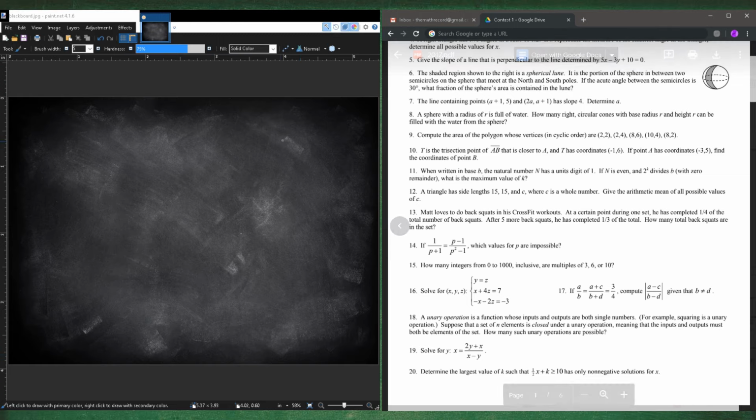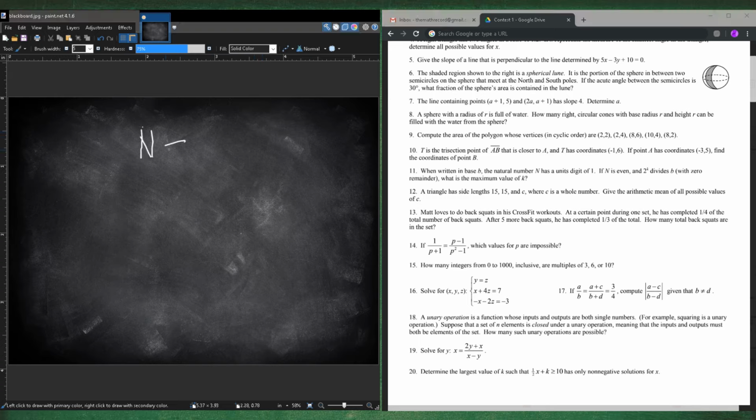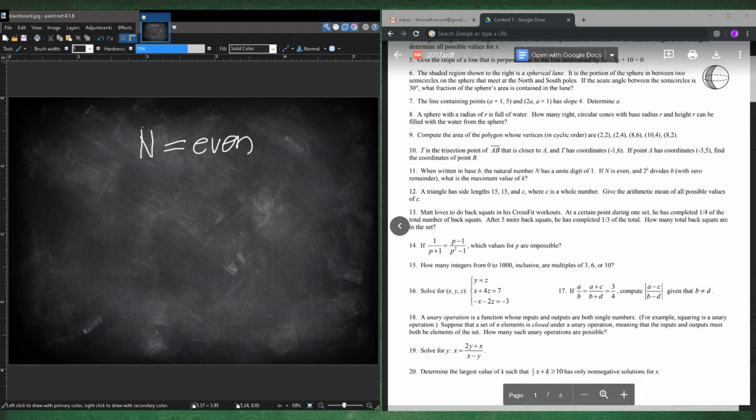Okay, question 10. When written in base B, the natural number n has units digit of 1. If n is even and 2 to the power k divides b with a 0 remainder, what's the maximum value of k? Okay, so the first thing is that n is even. So this even tells me that when we're working with bases, we should consider the possibilities of odds and evens. So base B is either odd or it's even.